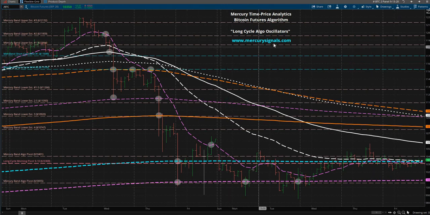All right, so here's the long cycle oscillators. And you can see this here is the fastest of the algos. And you notice that after it comes up and does this little bit of a topping formation, you see the algo roll over. Now, when you see these algos roll over, it's important to note when you get these crossovers. That's an indication that you're likely to see more downside.